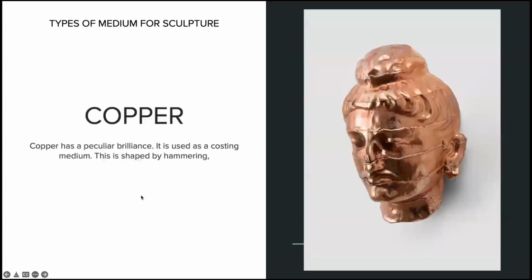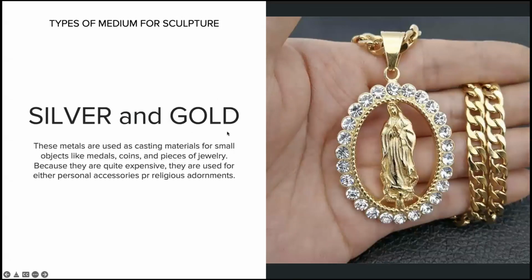Next is copper. Copper has a peculiar brilliance. It is used as a caustic medium. This is shaped by hammering. Then the silver and the gold. These are the most common metals used as a medium for sculpture. These metals are used as casting materials for small objects like medals, coins, and pieces of jewelry. Because they are quite expensive, they are used for personal accessories or religious adornments, like this, or even for a rosary, probably.